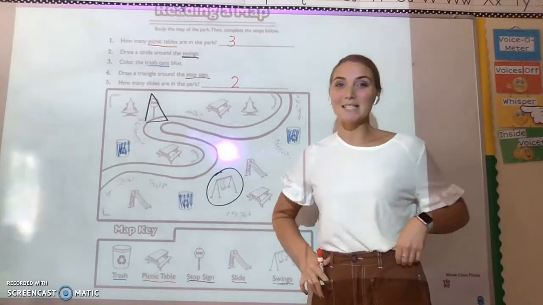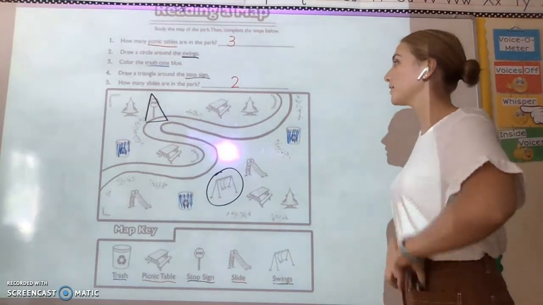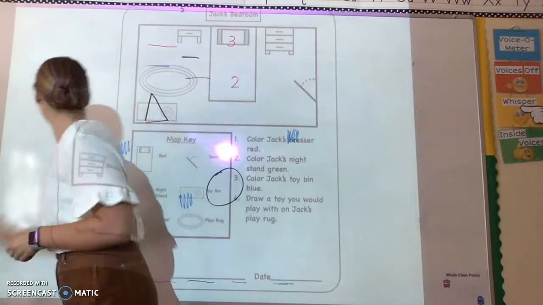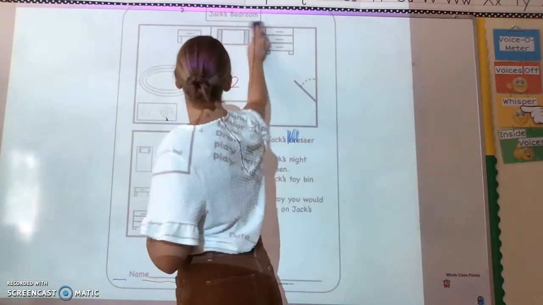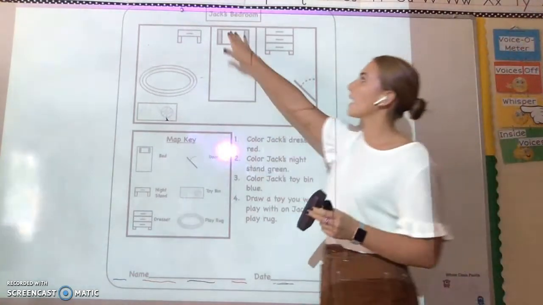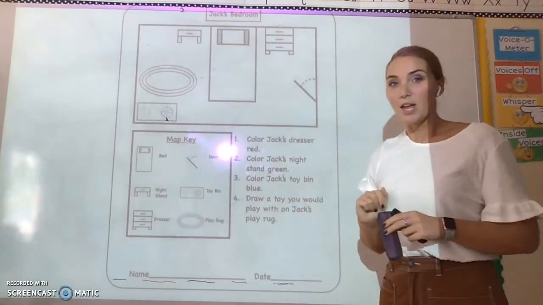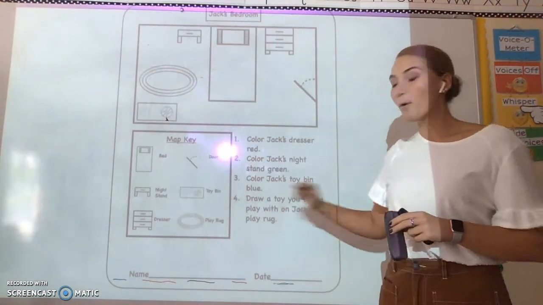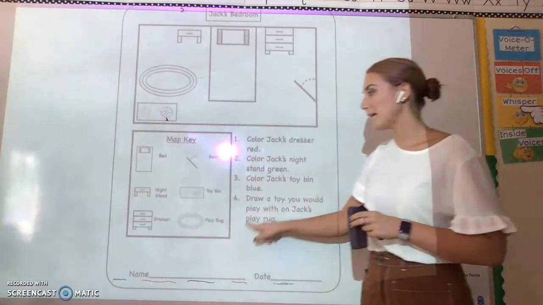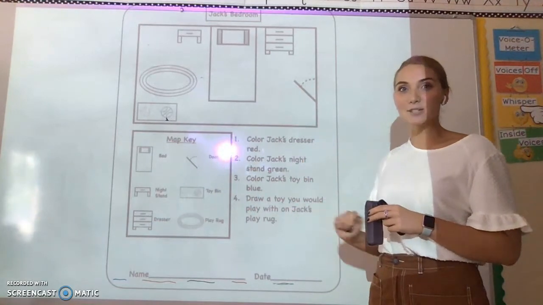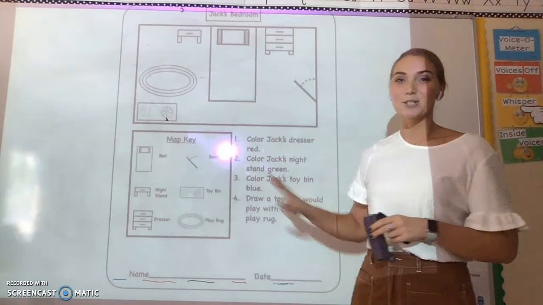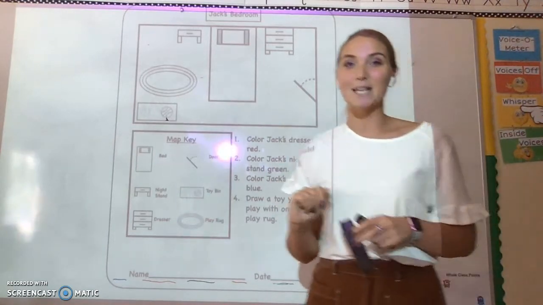All right, boys and girls, it is your turn. You have this paper at home. It says Jack's bedroom. You have 4 instructions, and you will use your map key to complete the instructions. Be sure you use the clues to color and decorate the map.